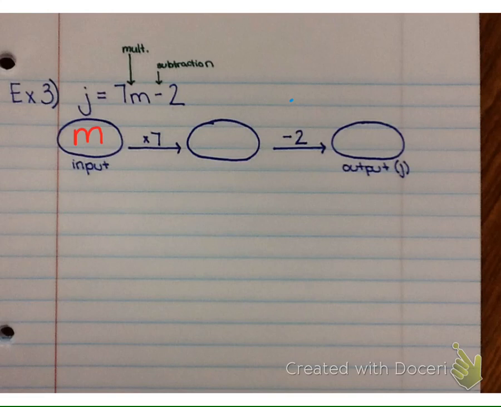So let's look at what happens to M. M is being multiplied by 7. 7 times M is represented by 7M. Then 2 is being subtracted from the product of 7 and M. So I'll say 7M minus 2. All I've done is start with my input and then complete each operation to come out with my output. Here my output is an expression. Notice that J is equal to 7M minus 2.